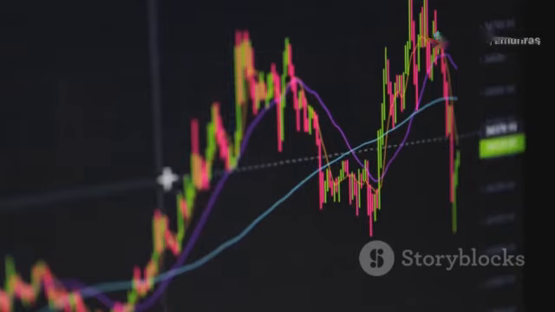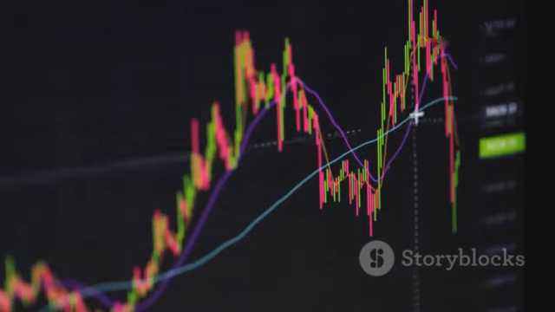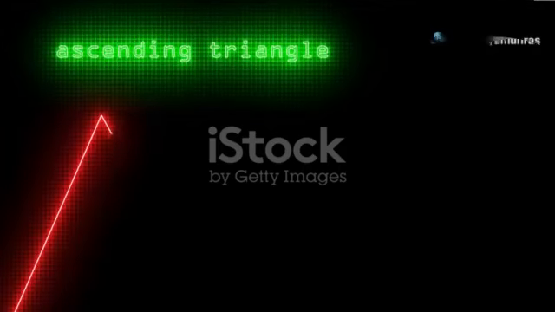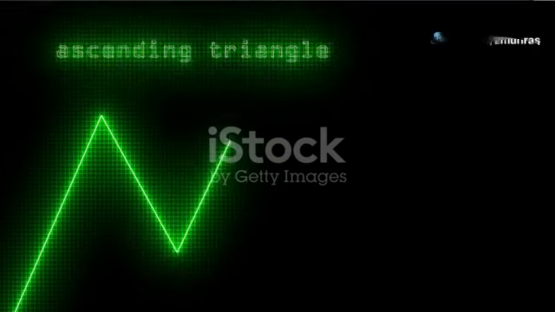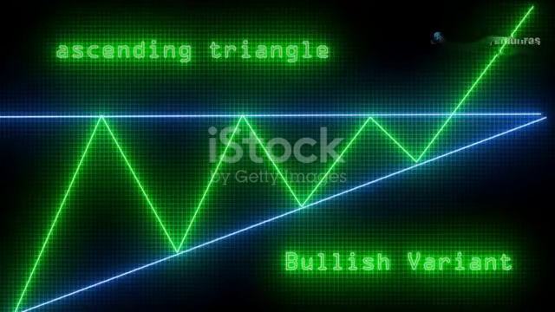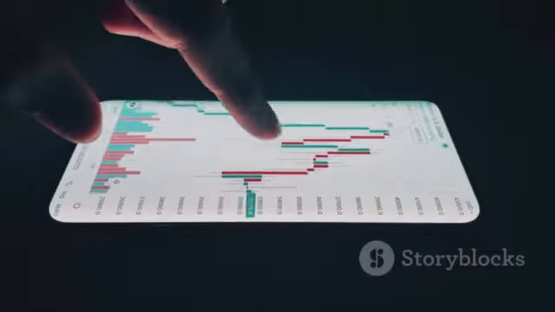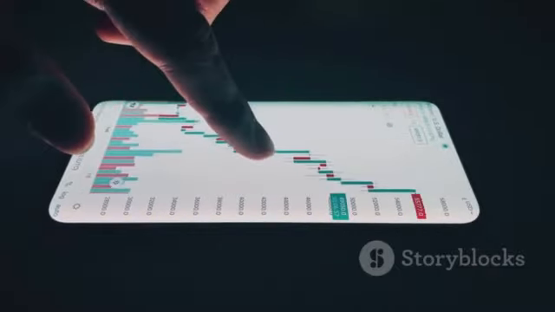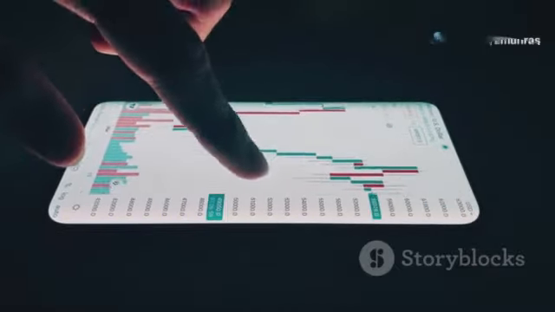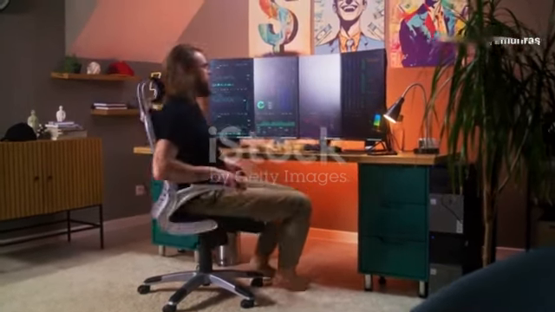And here's a crucial point. Always analyze candlestick patterns in the context of the broader market trend. A bullish reversal pattern at the bottom of a downtrend is much more significant than one that occurs during a sideways or choppy market. Context is everything. Finally, practice makes perfect. The more you study and analyze candlestick patterns in different time frames and market conditions, the better you'll become at interpreting their signals and making profitable trades.